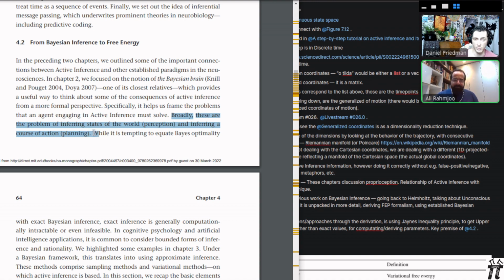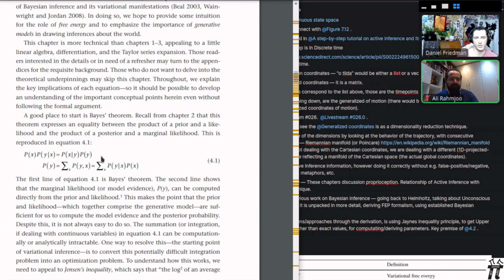Thanks. I'll just add one point from this section. Broadly, these are the problems of inferring states of the world, perception, and inferring a course of action, planning. So this is again referring to perception and action, and everything that happens in between is the internal or cognitive part of the inference, but this is like the blanket state, cybernetic input output. And then let's look at the first equation, or how many equations overall, or what equations do you think we should highlight?